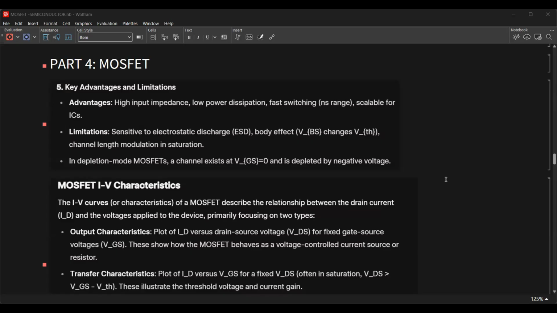It changes the threshold voltage. So another limitation is channel length modulation and saturation. So in a depletion mode MOSFET, a channel exists at VGS equal to zero and is depleted by a negative voltage.